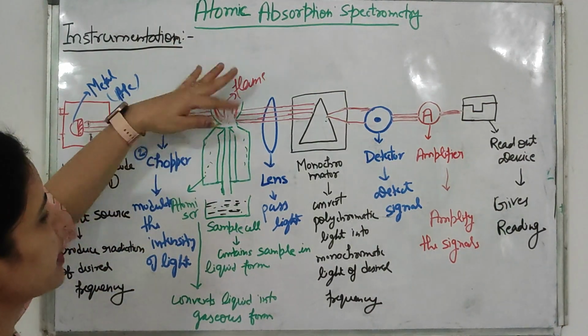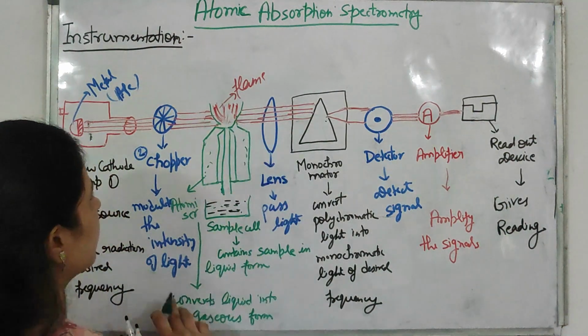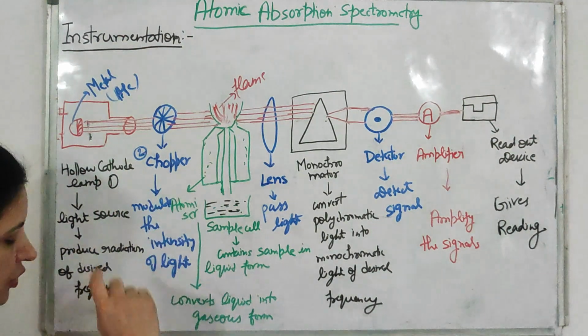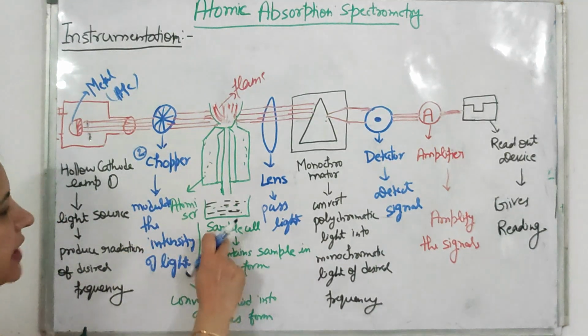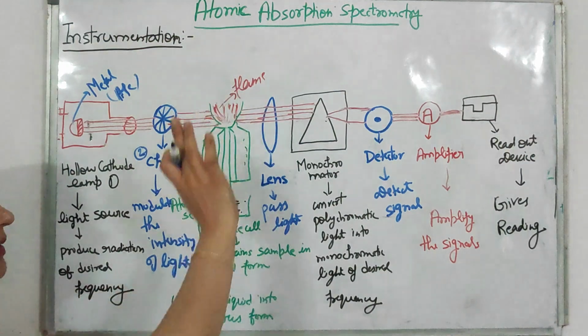This flame is there, which acts as the heating source. Okay, and after that what happened? What is next? So this is your hollow cathode lamp, which is first. Then second is your chopper, and third is this whole sample chamber which contains your sample cell and your atomizer, and your burner is here where this flame is burning.